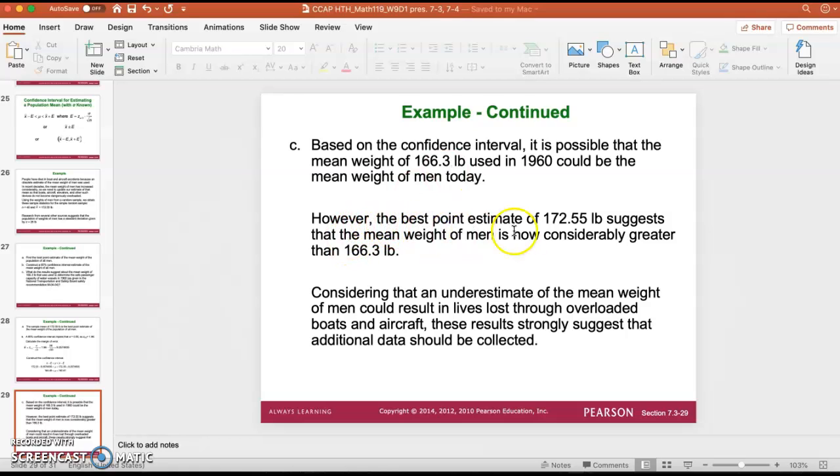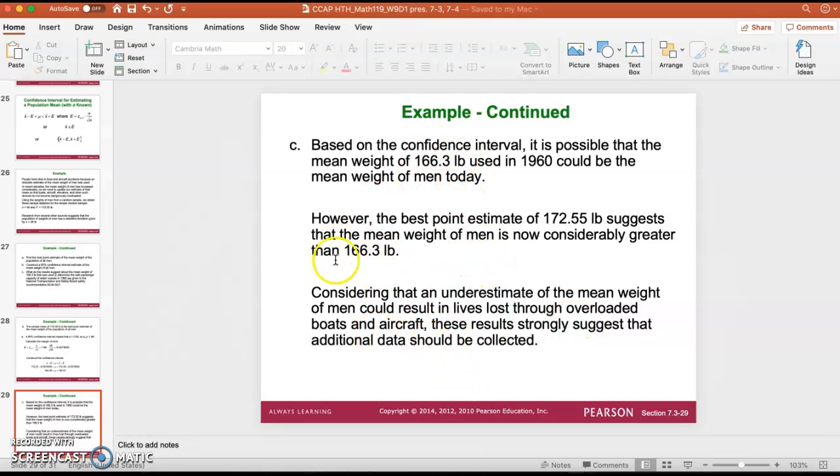Now based on the confidence interval, we're basically seeing if that 166.3 was good. However, the best point estimate of 172.55 pounds suggests that the mean weight of men is now considerably greater than 166.3 pounds. So considering that an underestimate of the mean weight of men can result in lives lost through overloaded boats and aircraft, these results strongly suggest that additional data should be collected.